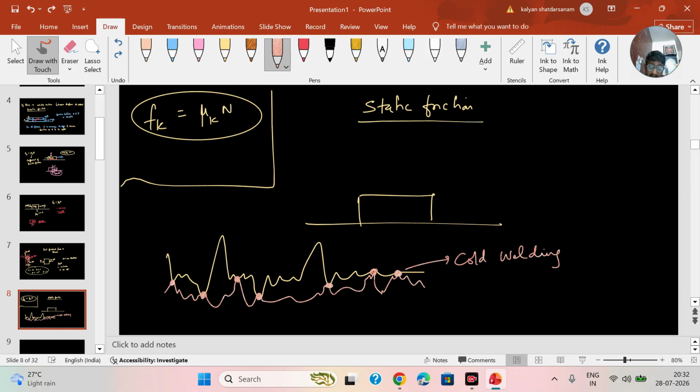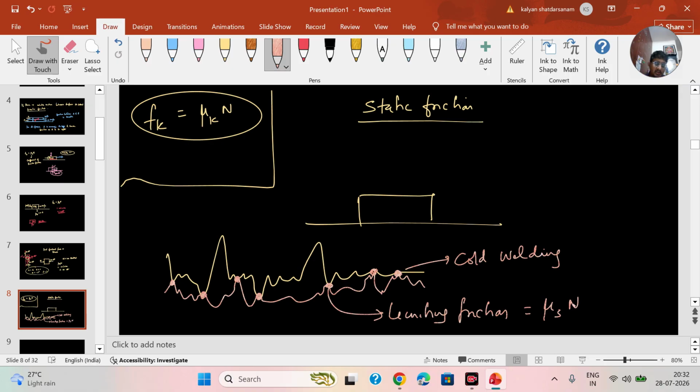Now, the thing is this bond breaking force, wherever the bonds break, that force we call limiting friction. That limiting value, that means when the bond is ready to break, the force exerted by these bonds is called limiting friction. That has got a formula mu s N. Again, it depends on normal force, and just like mu k, mu s is the coefficient of static friction between the two surfaces in contact.